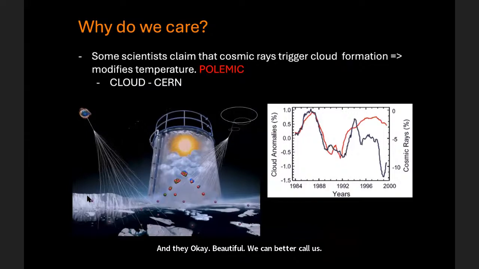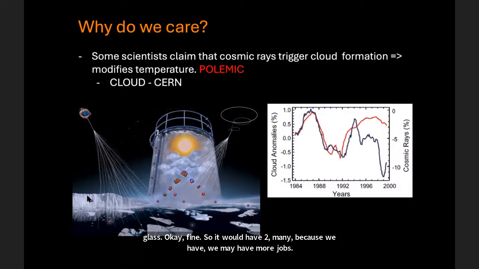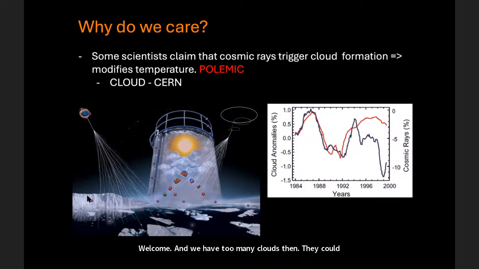But guess what? There are some scientists that believe that cosmic rays also are the seeds of clouds. So if we have too many cosmic rays, we may have more clouds than we were having. And if we have too many clouds, then the temperature will go down. There is this experiment. People are spending money trying to prove this. So in CERN, they have this experiment called CLOUD.